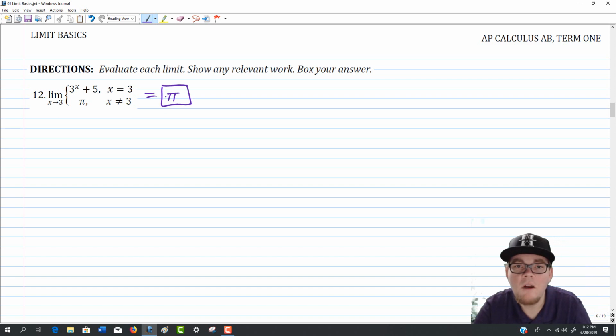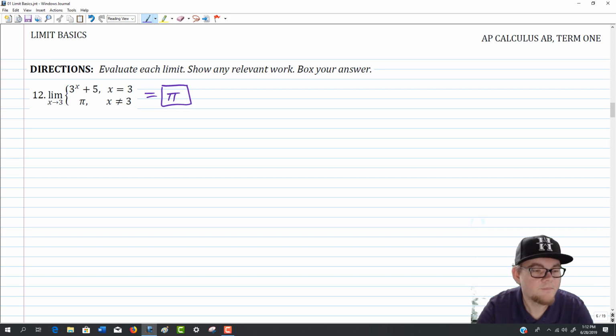Now, as a quick refresher on why it is that pi is the answer here, it's worth reminding you of what this function is saying. Because remember, with limits, we're trying to describe the general behavior. What's happening? Like, what's the consensus? Not what's happening at a single point. One strange thing doesn't actually change the rest of the behavior.